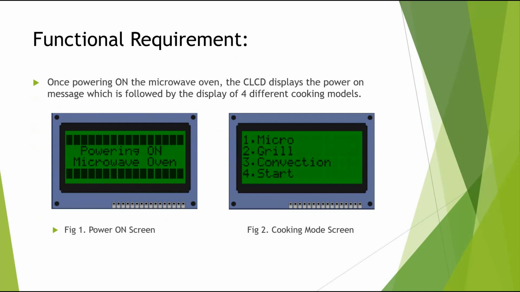Functional requirements are: once powering on the microwave oven, the CLCD displays the power on message, which is followed by the display of 4 different cooking modes, which are micro mode, grill mode, convection mode, and start mode.